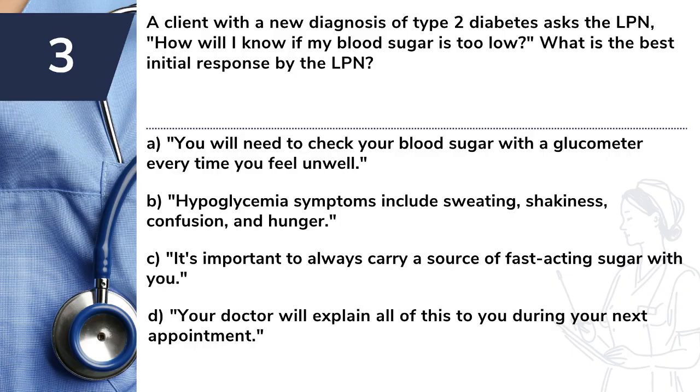A. You will need to check your blood sugar with a glucometer every time you feel unwell. B. Hypoglycemia symptoms include sweating, shakiness, confusion, and hunger. C. It's important to always carry a source of fast-acting sugar with you. D. Your doctor will explain all of this to you during your next appointment.